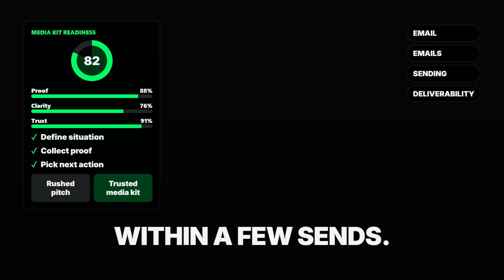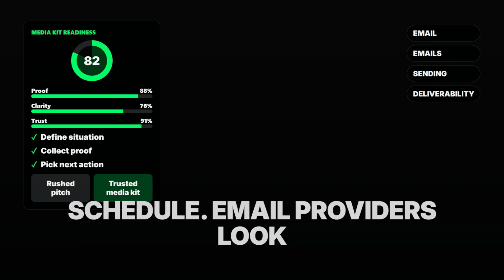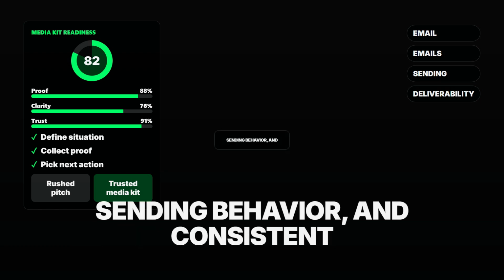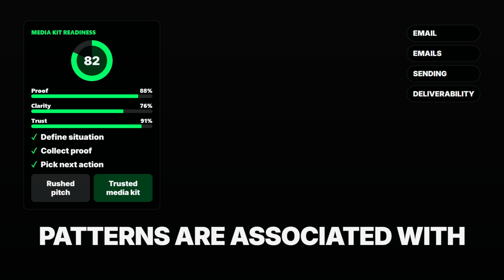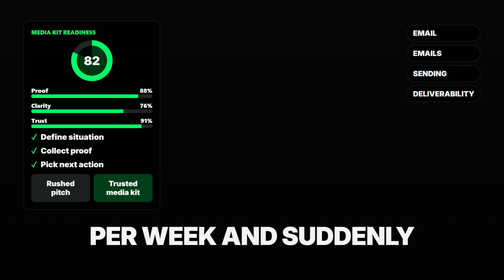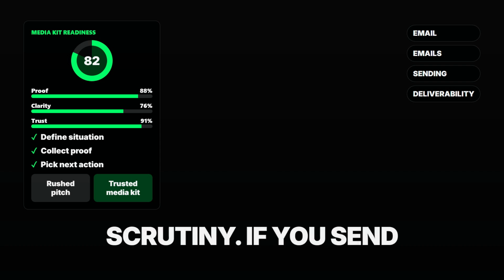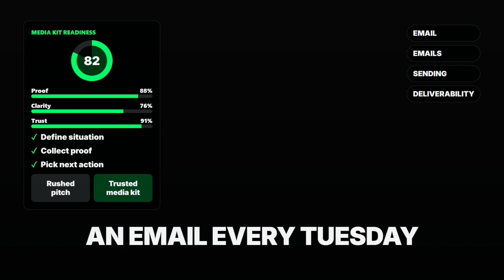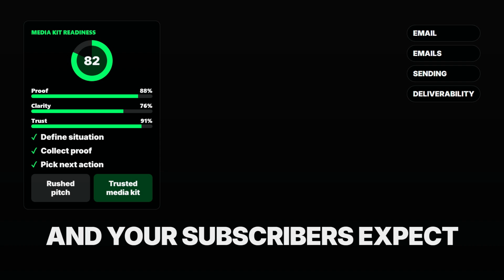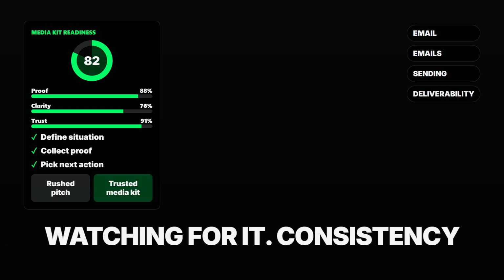Use a consistent sending schedule. Email providers look for patterns in your sending behavior, and consistent patterns are associated with legitimate senders. If you typically send 1 email per week and suddenly send 5 emails in one day, it triggers scrutiny. If you send an email every Tuesday and your subscribers expect it, the engagement is higher because they are watching for it. Consistency in timing, frequency, and volume builds a sending pattern that email providers learn to trust.